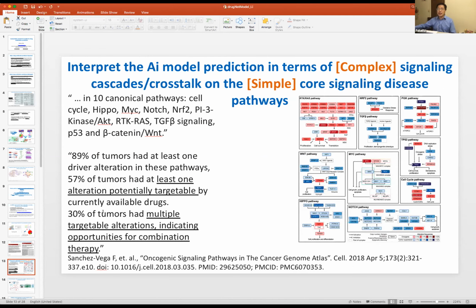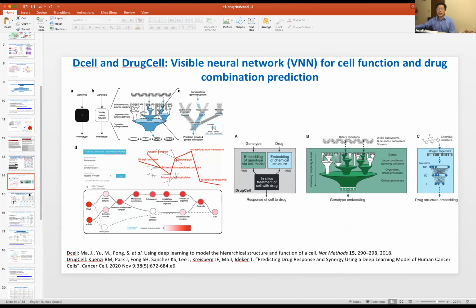And 30% of tumors have multiple biomarkers that could be targeted by drug combinations. That means the signaling pathways are usually not so complicated; we only have about 10 signaling pathways. But how to identify the right targets is important. The signaling cascades are very complex, but signaling networks are probably not so complex. So we want to see whether we can learn this signaling mechanism of synergy to identify synergistic drug combinations.